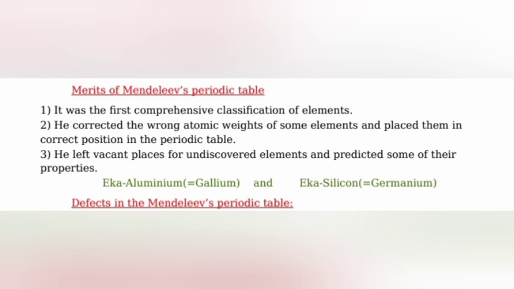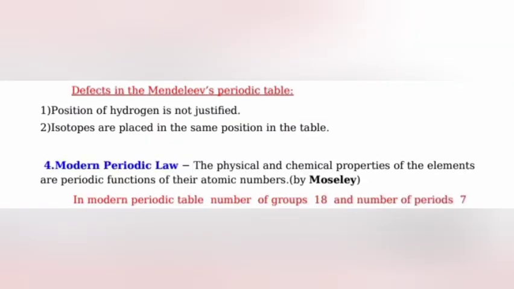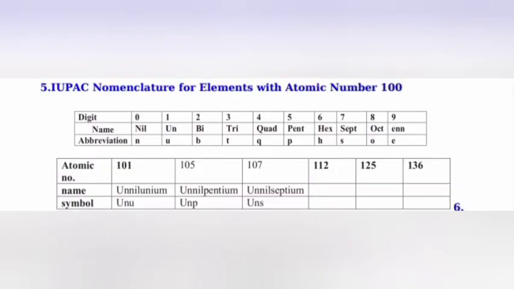Defects in Mendeleev's periodic table. 1. Position of hydrogen is not justified. 2. Isotopes are placed in the same position in the table. 4. Modern periodic law. The physical and chemical properties of the elements are periodic functions of their atomic numbers. In the modern periodic table, the number of groups is 18 and the number of periods is 7. 5. IUPAC nomenclature for elements with atomic number above 100.